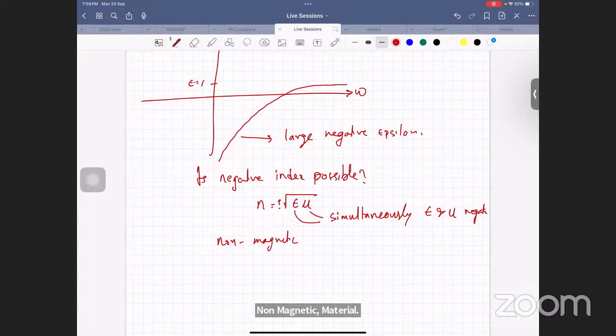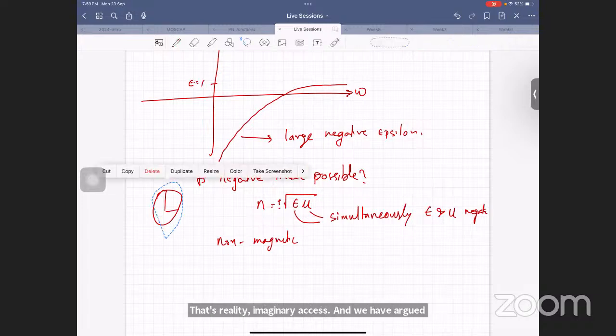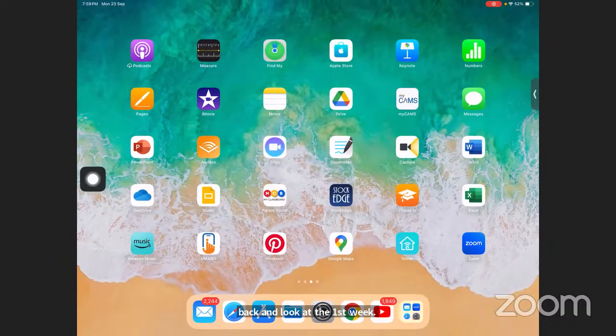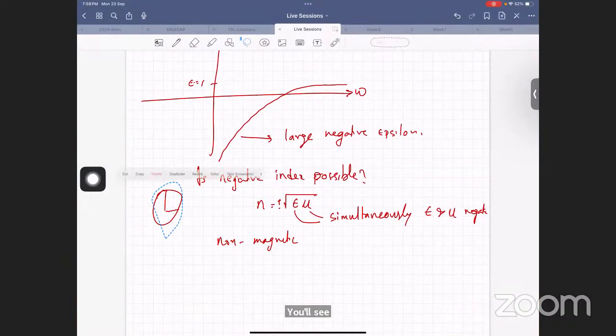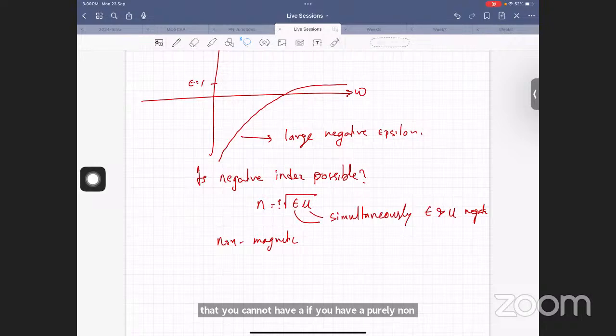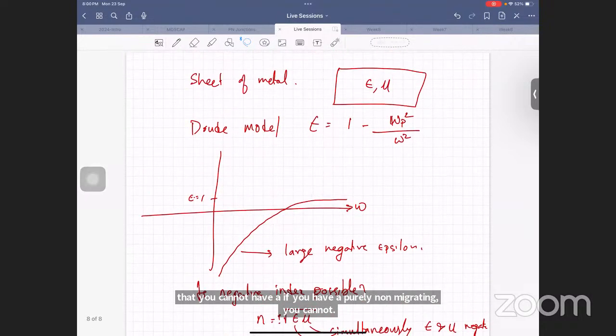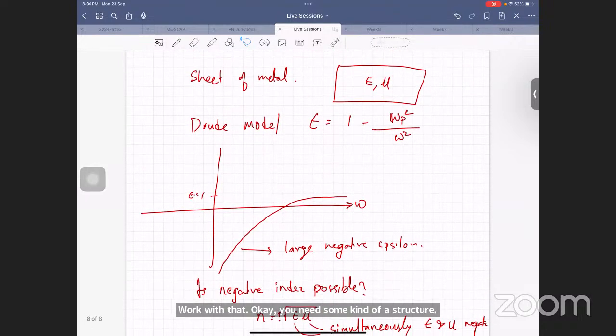We argued that with these diagrams, wherein we have drawn this real and imaginary axis. If you go back and look at the first week, you will see that if you have a purely non-magnetic material, you cannot work with that. You need some kind of a structure. So now the question is, will this sheet of metal have any magnetic property? Let's assume that it's aluminum or gold or something. It's not a magnetic material.